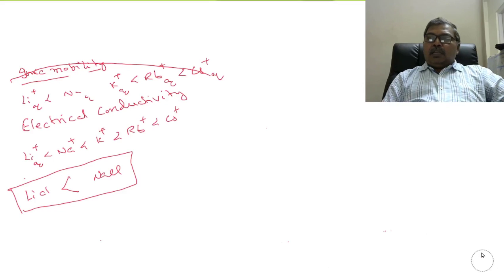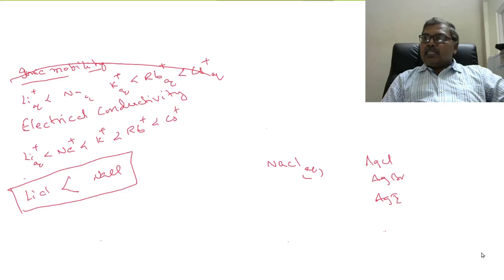Now, see, we are going to learn a new concept: solubility of ionic compounds. I told you NaCl is readily soluble in water, but AgCl is insoluble, AgBr is insoluble, AgI is insoluble, even though these are considered as ionic compounds.